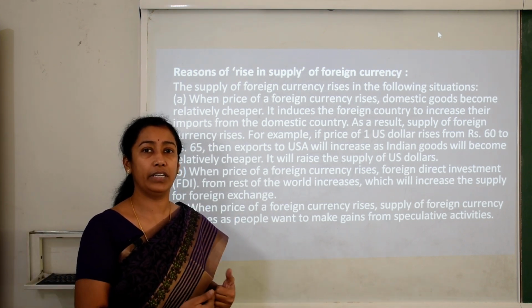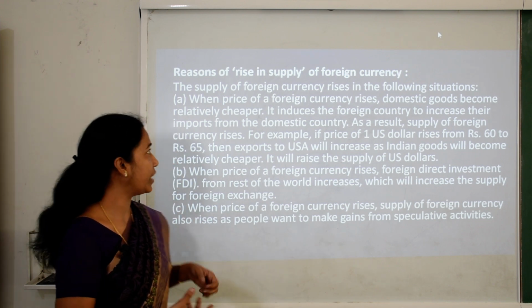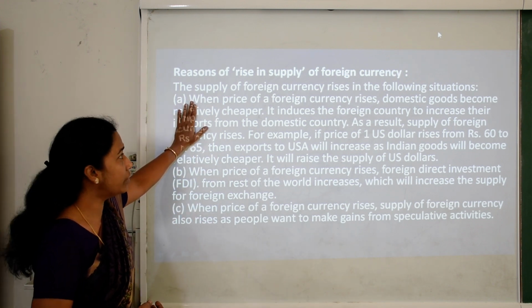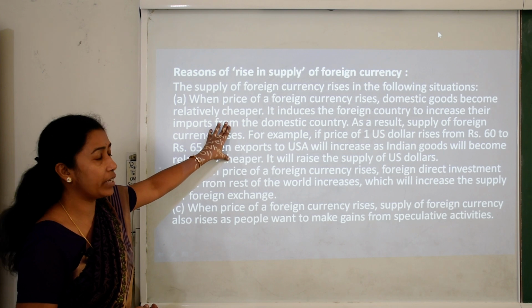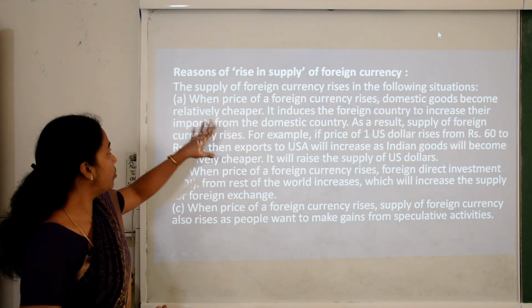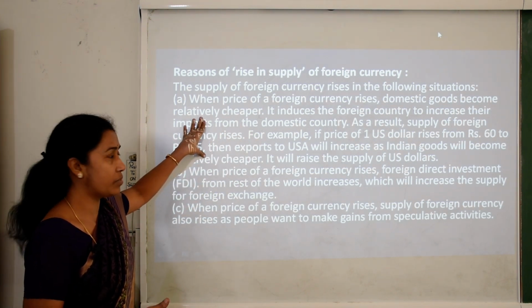Just like we did reasons for rise in demand, now the reasons for rise in supply of foreign currency. So the reasons are, first, when the price of a foreign currency rises, domestic goods become relatively cheaper, our goods become cheaper.